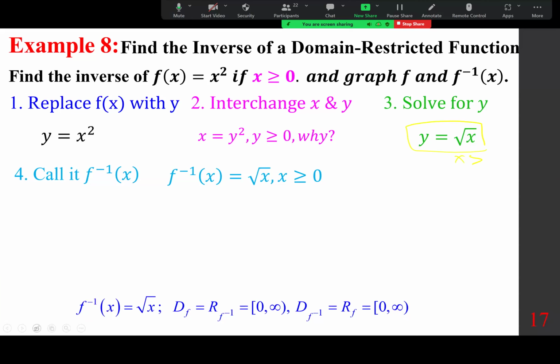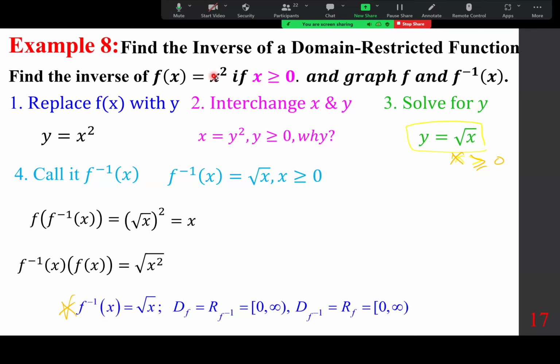Oh, that's x is larger than or equal to 0. That's why we get to this result. Okay. All right. F of f inverse means plug in this one into this. And of course, the answer is x.